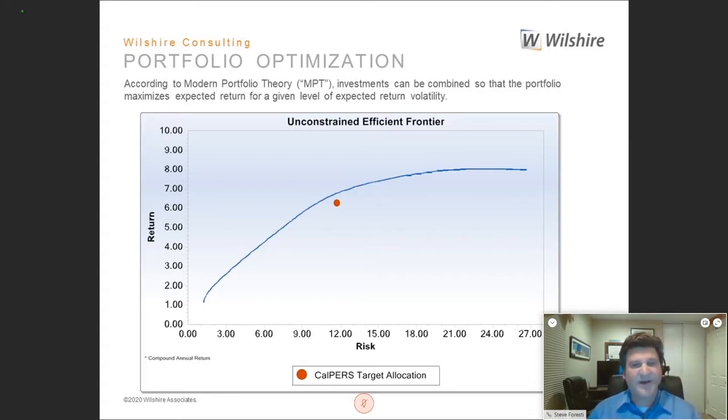But I want to make a couple of observations, and we will again circle back to this. This is a frontier that looks at all the options that are given to it, the assumptions around those options.